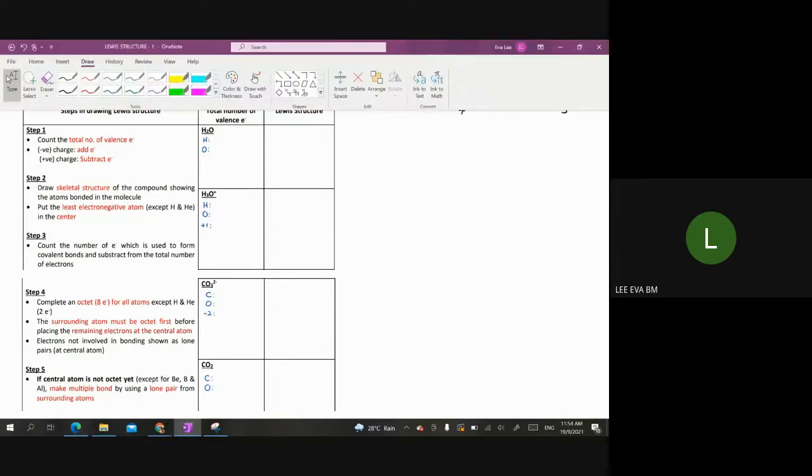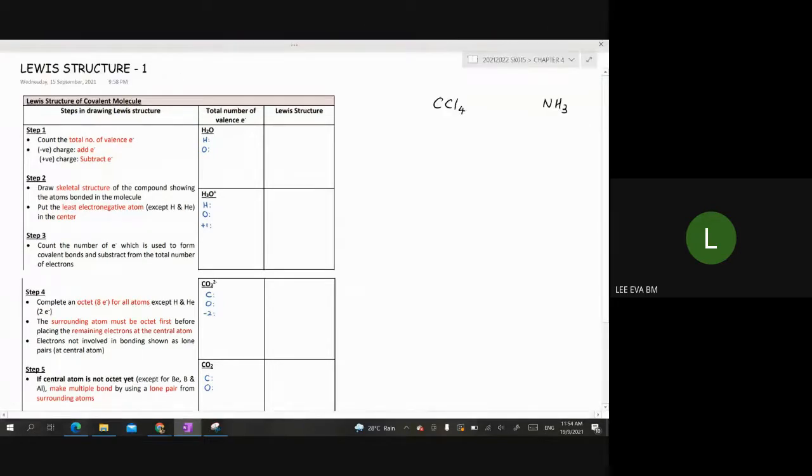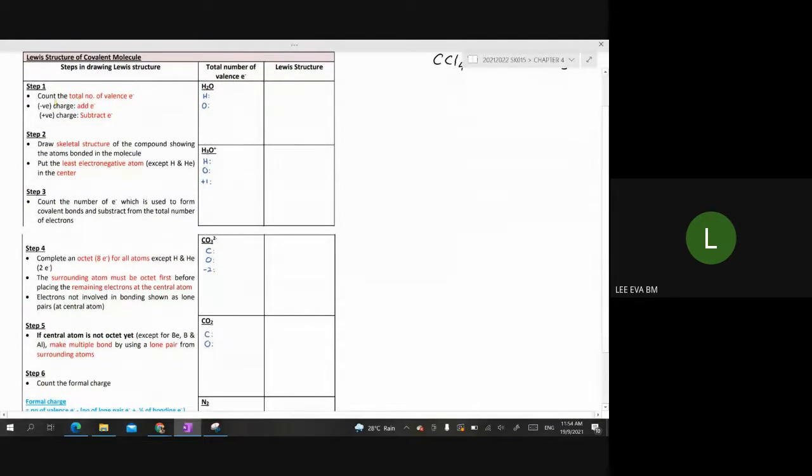So let's look at the overview of the steps. Step 1, count the total number of valence electrons. If the formula has an overall negative charge, you need to add electrons. Positive charge, subtract electrons. That is step 1. Step 2, you need to draw the skeletal structure.